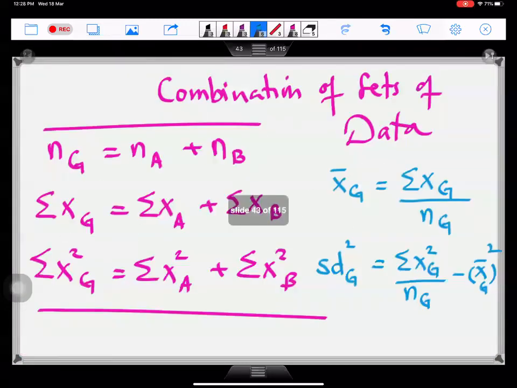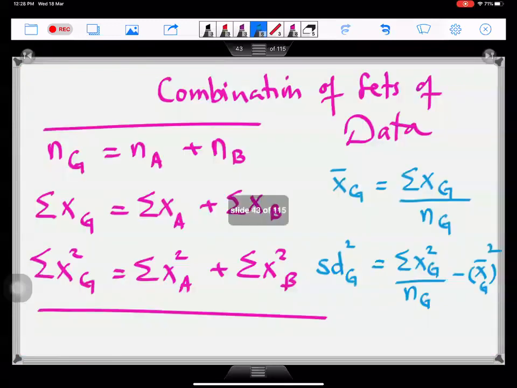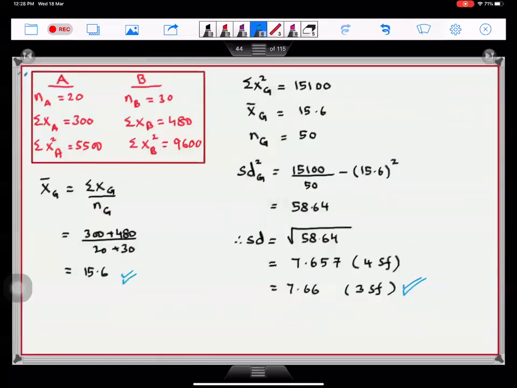Now, let's look at the question again. What do you have? You have the number and sigma x square for each set of data. That means it's a perfect, simple, easy question. You add both the sigmas, which I have added over here. This is 300, this is 480, divided by the total. That gives you 15.6 exact.